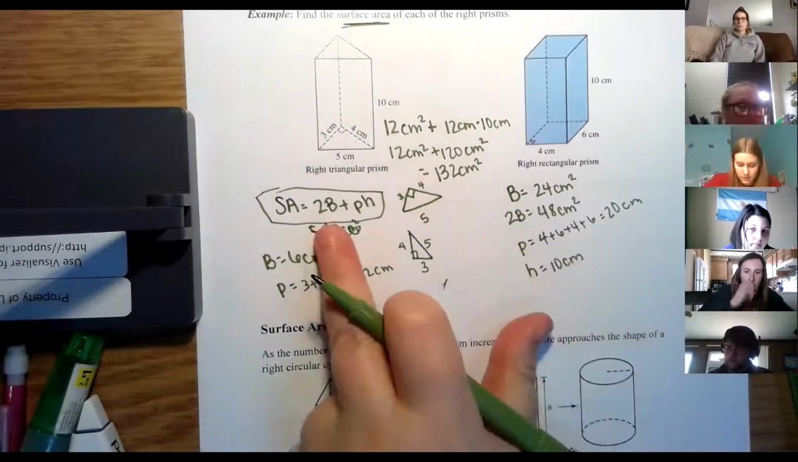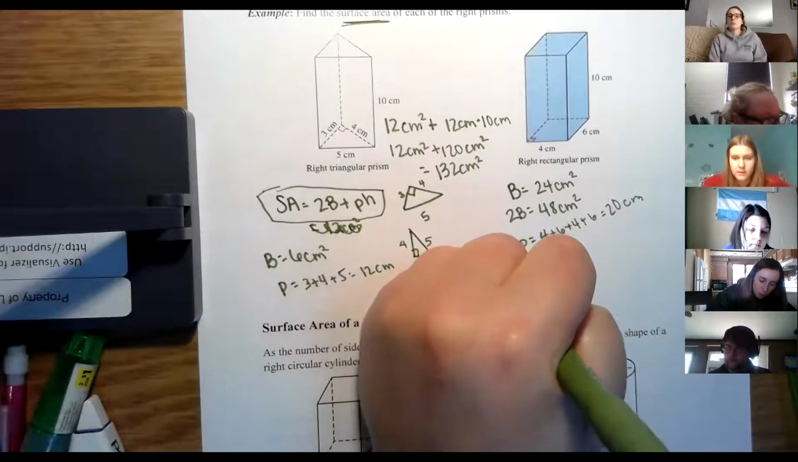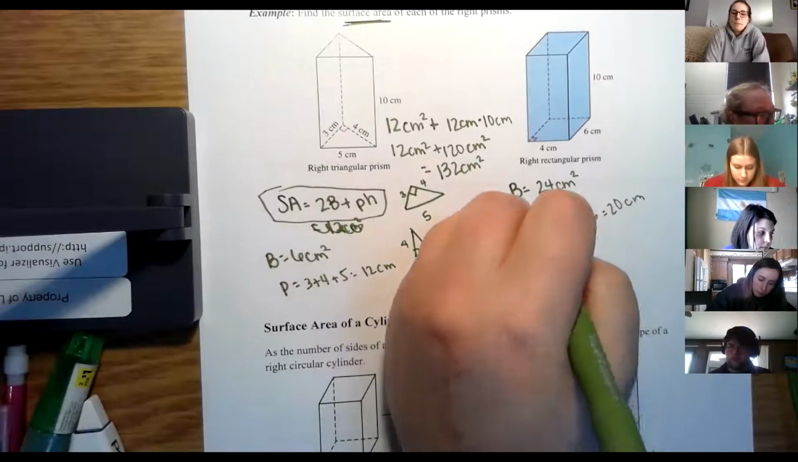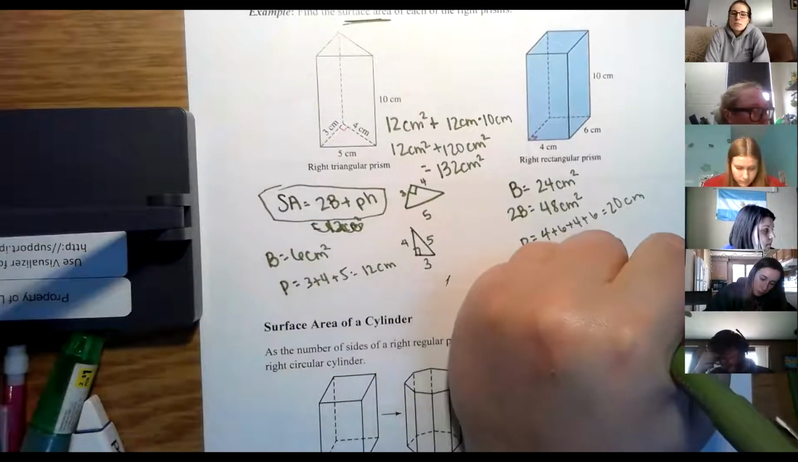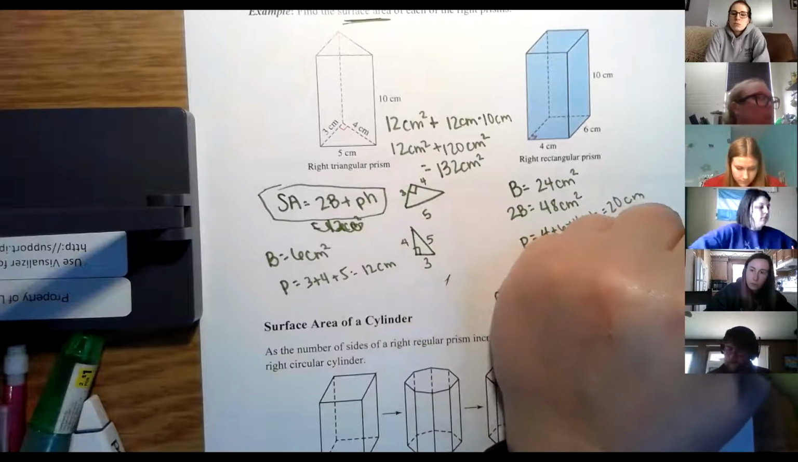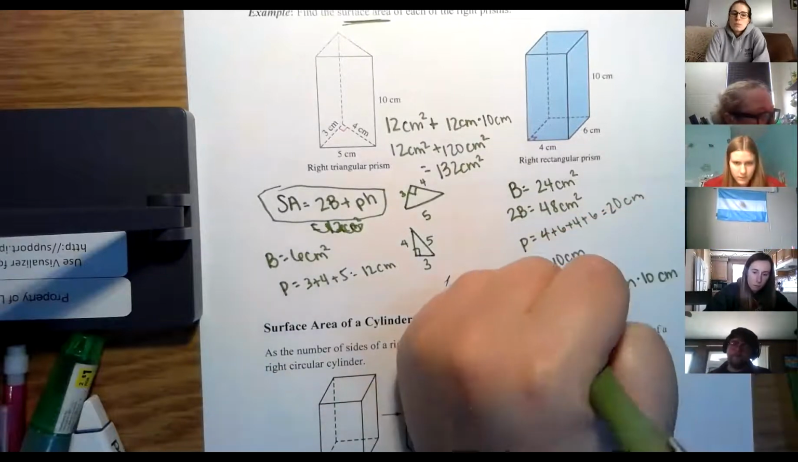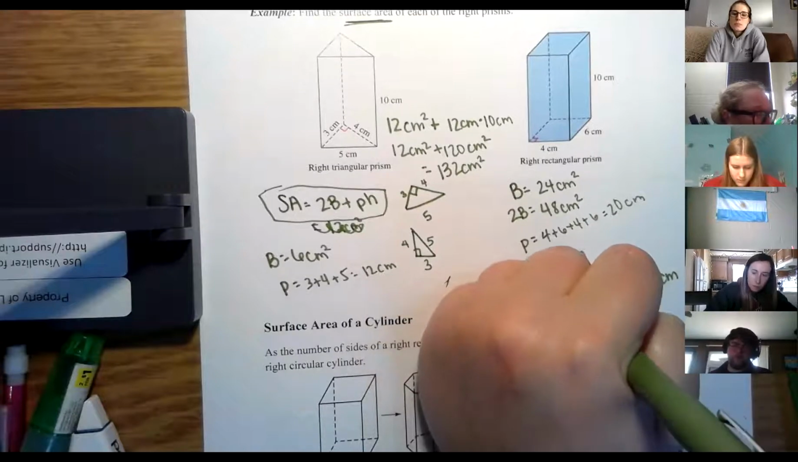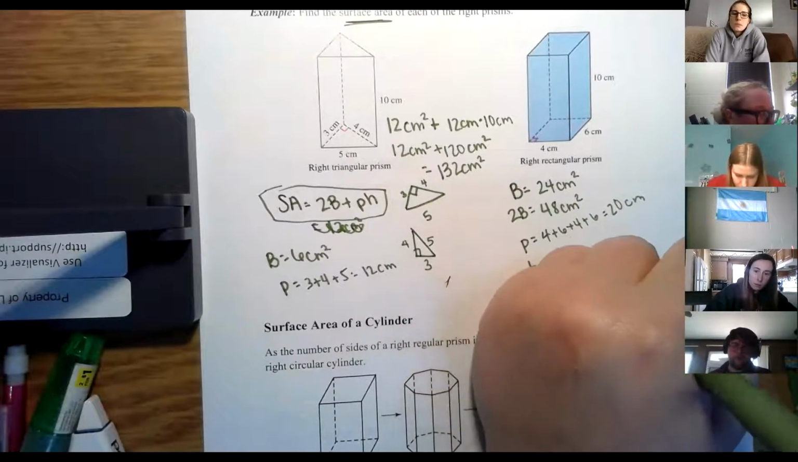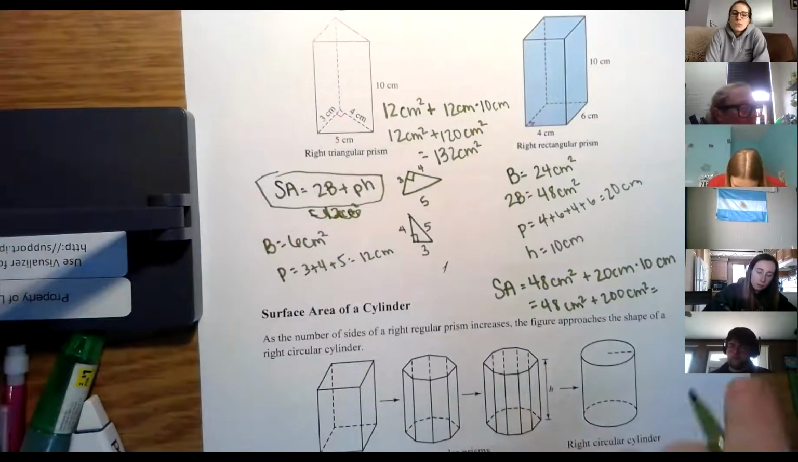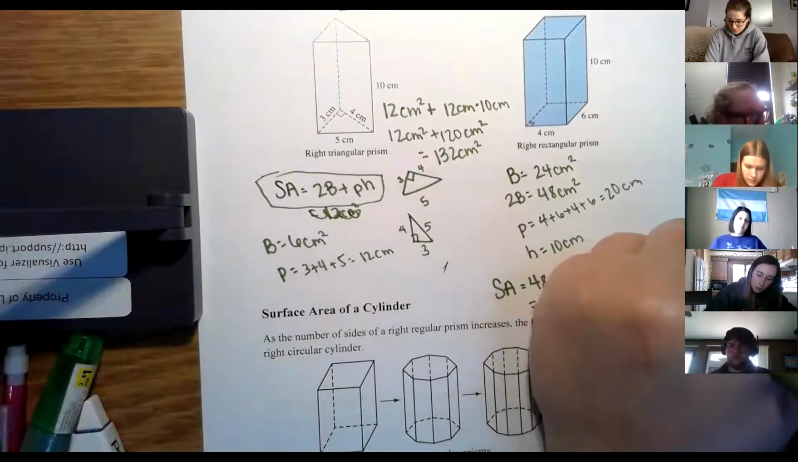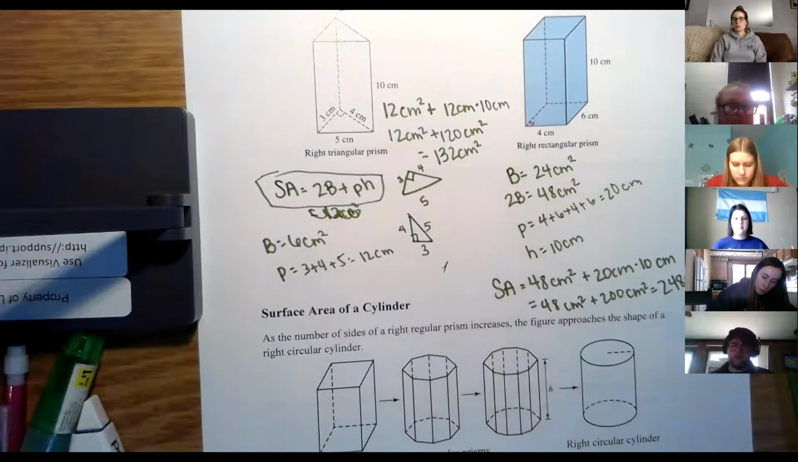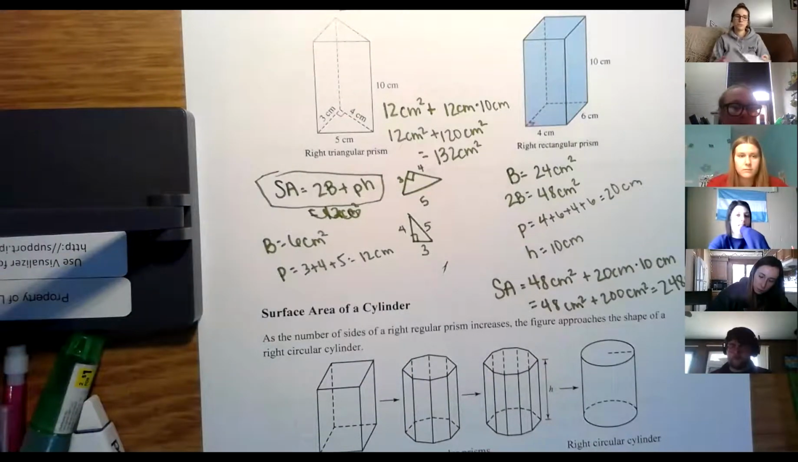So if I put this together in that formula, the surface area equals 48 centimeters squared plus 20 centimeters times 10 centimeters, which is 48 centimeters squared plus 200 centimeters squared. And what did we get? I got 248 centimeters squared. Yes. Cool, right?